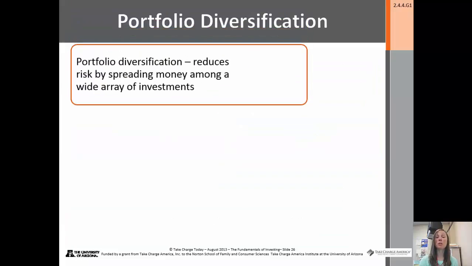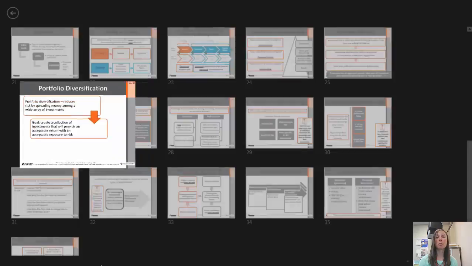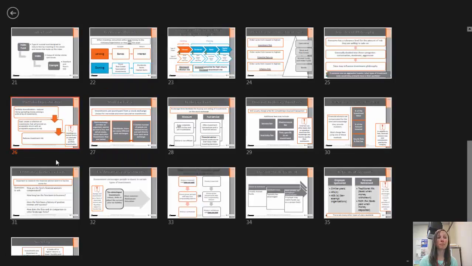Portfolio diversification reduces your risk by spreading money among a wide variety of investments. So the goal is to create a collection of investments that will provide an acceptable return with an acceptable exposure to risk. So if you are very risky, you may make quite a huge return, but you may lose it as well. So it's finding the level of risk that you are comfortable with, and that will get you a decent return. Maybe you won't get 20% return, but maybe you'll get 8% return, 7% return, which is still very good.